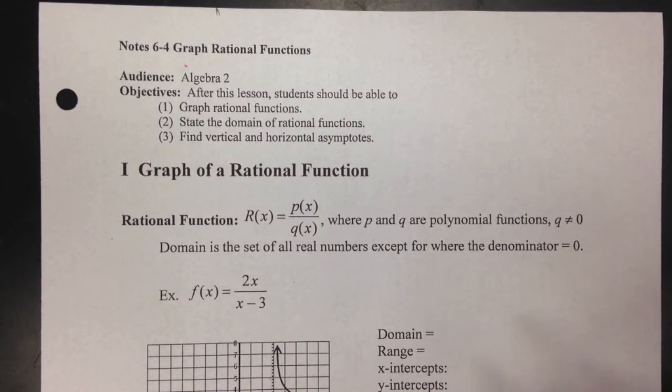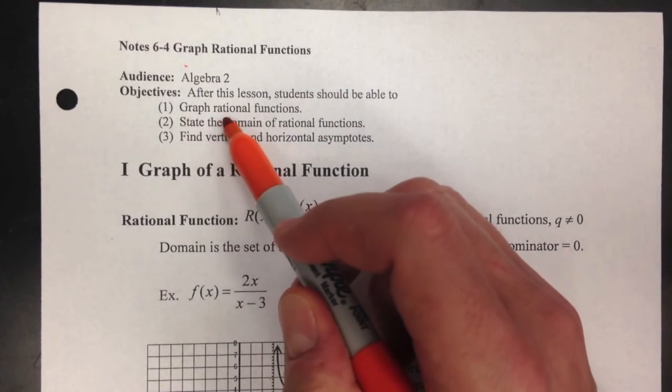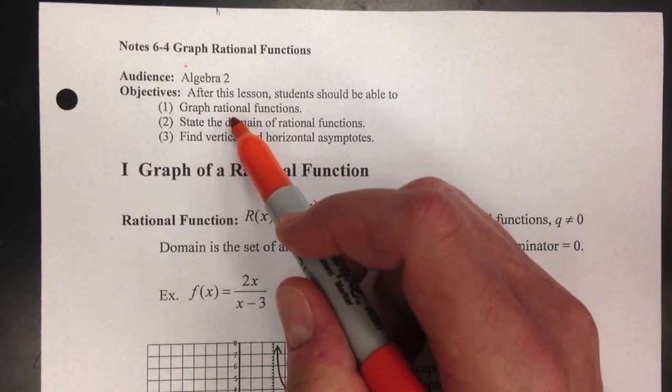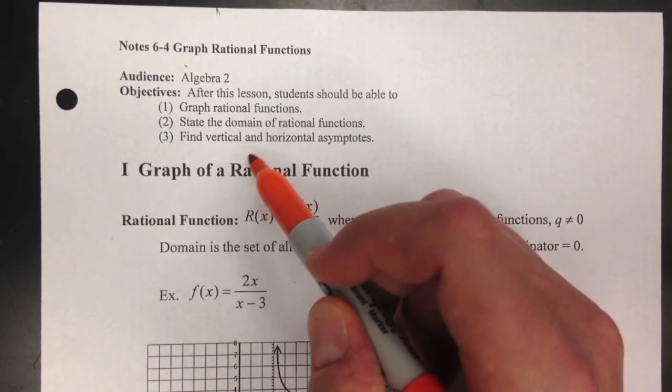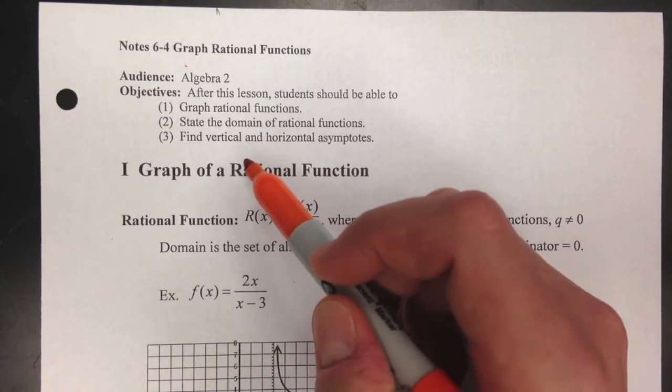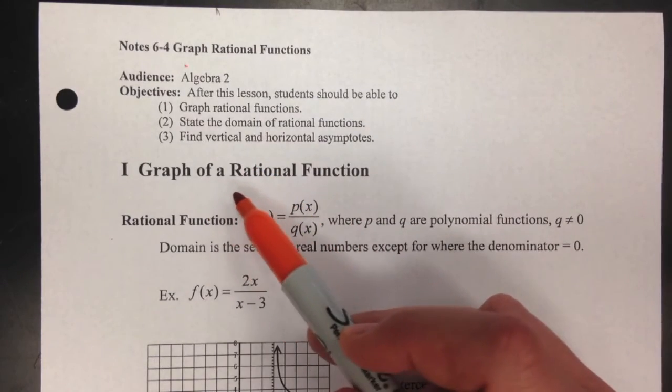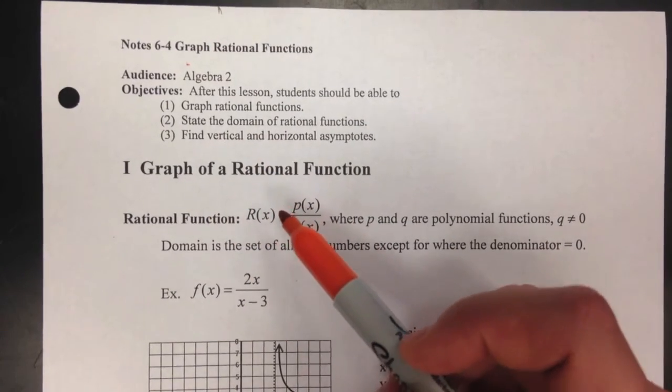All right, we're going to do three things here. One, we're going to graph rational functions. We'll take a look at what they look like. We'll state the domain of the rational functions, and then we'll find vertical and horizontal asymptotes. So first thing, let's look at the graph of a rational function.